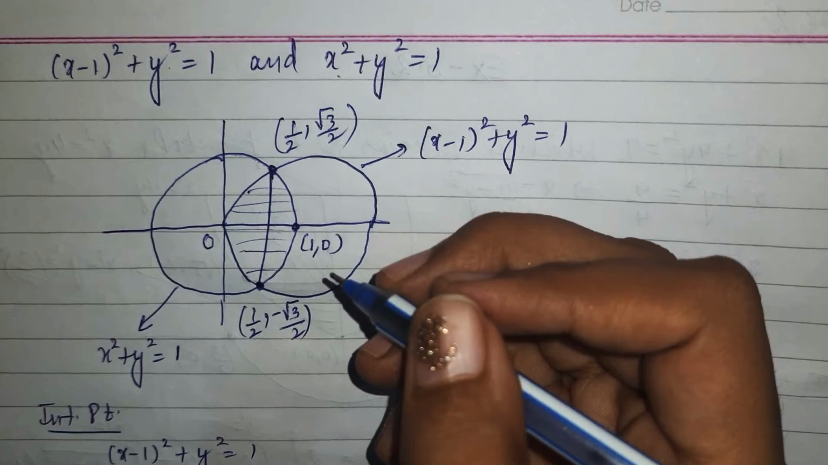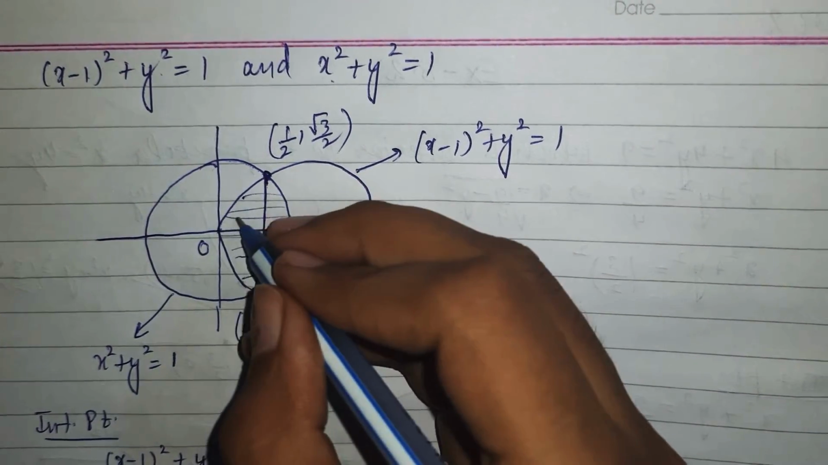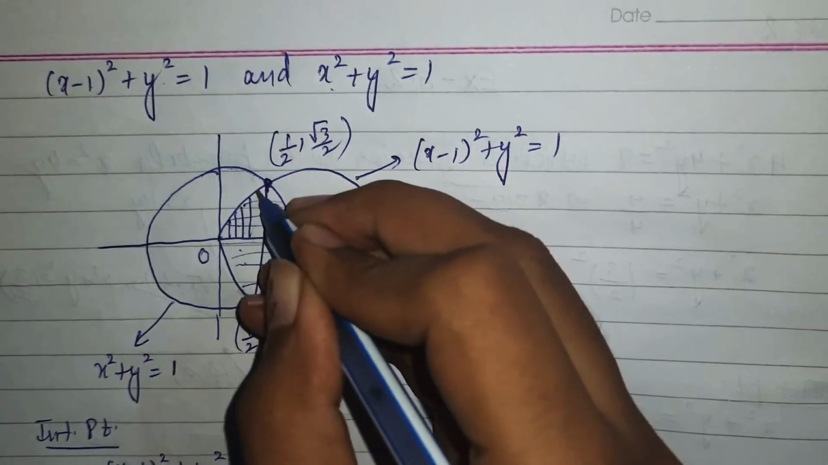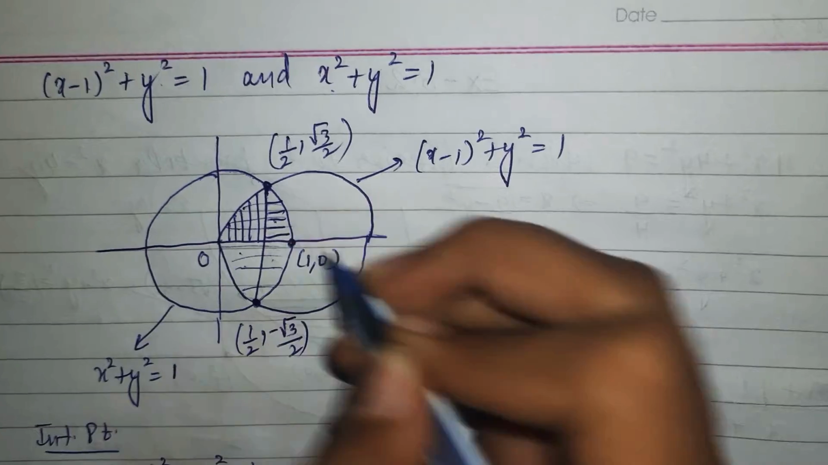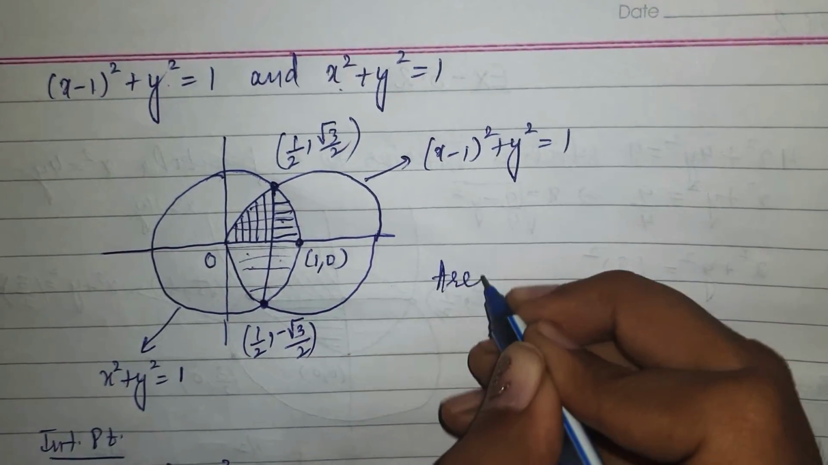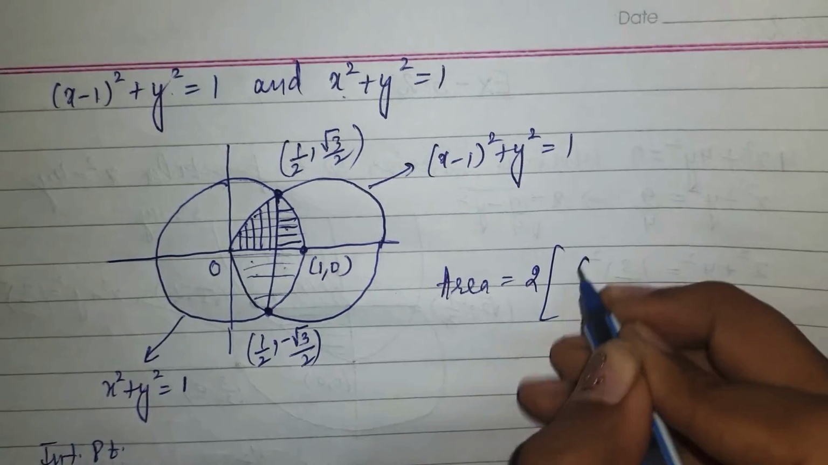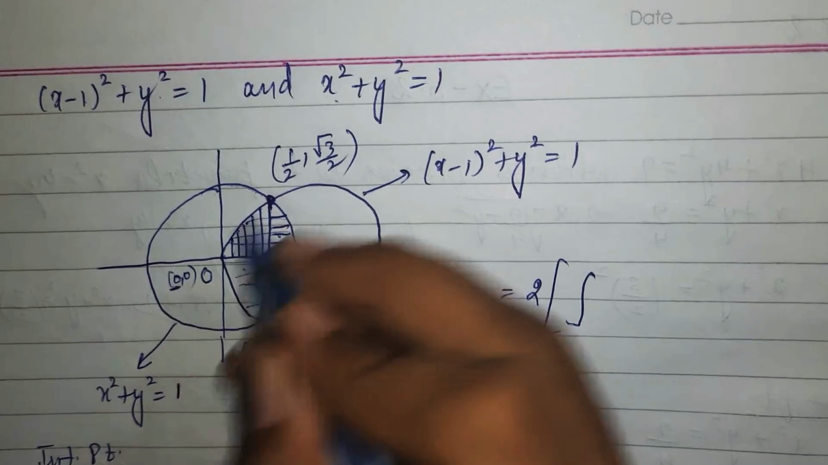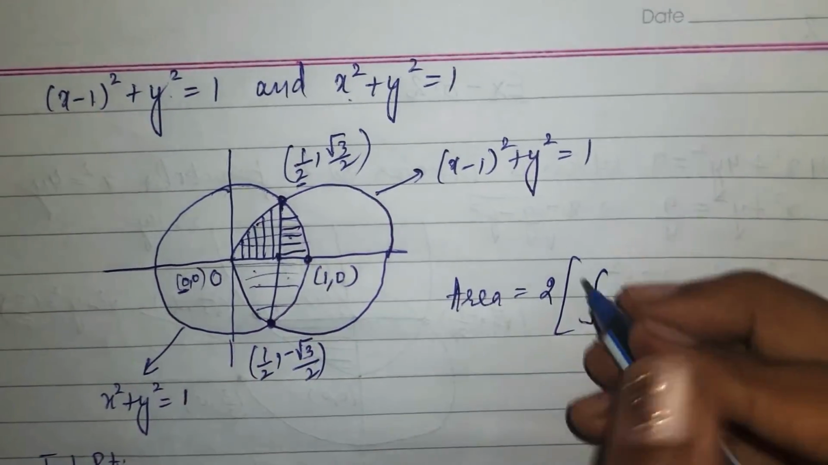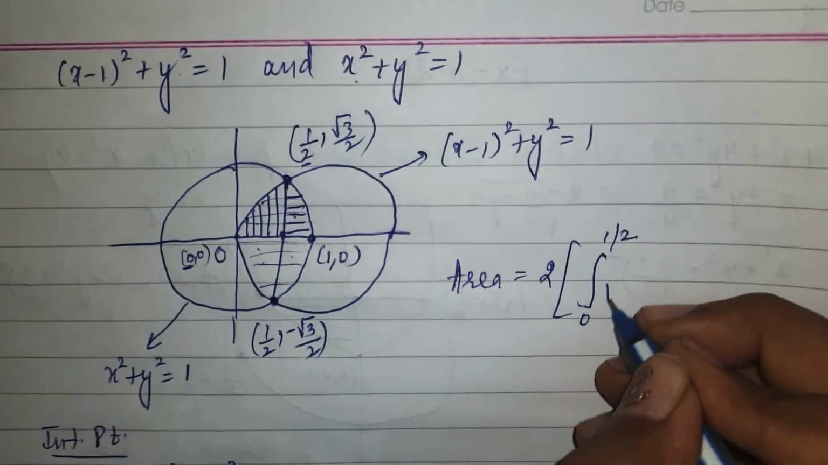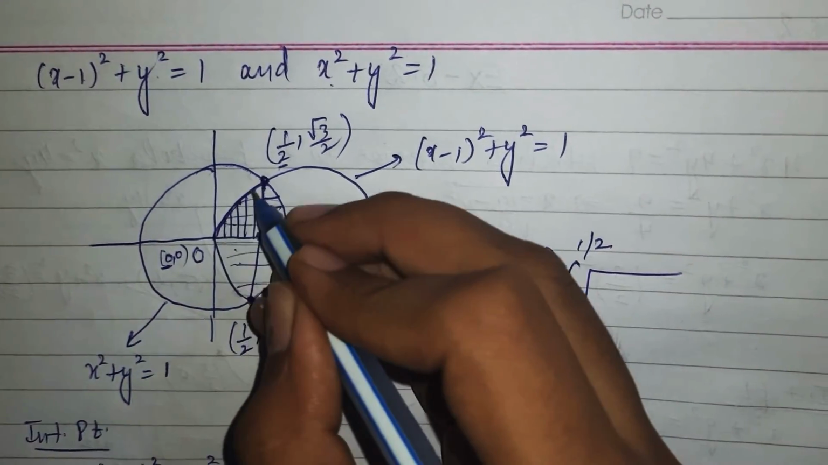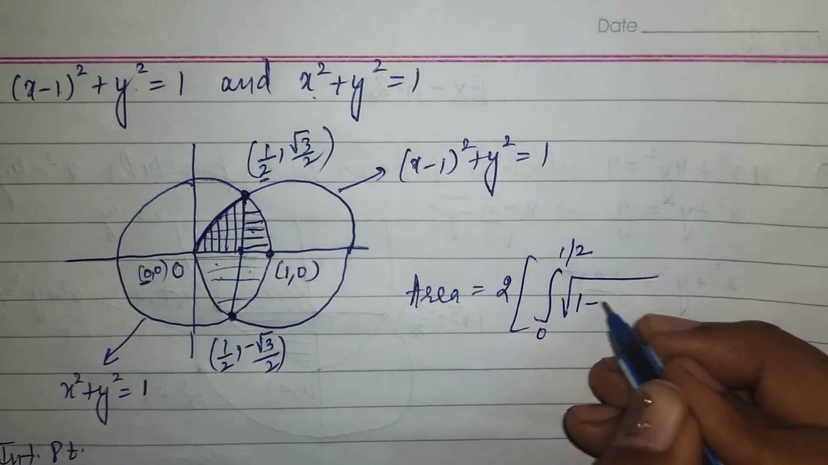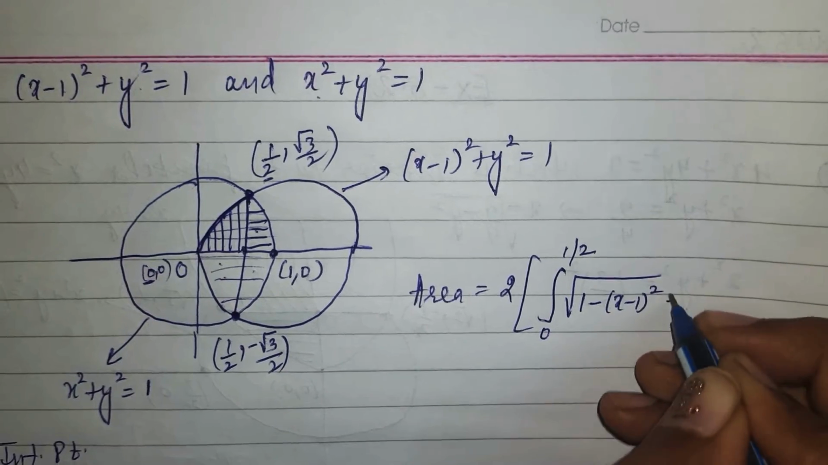Now if I take the area of this, it will become twice. So you will calculate this area and make it twice. So the area will become twice of, the limit will become, this is 0 comma 0 and we need to take the limit of x, 0 to 1 by 2, under root, which circle I need to take, will use both the curves. The circle is this. So this will become under root 1 minus (x minus 1) square dx.